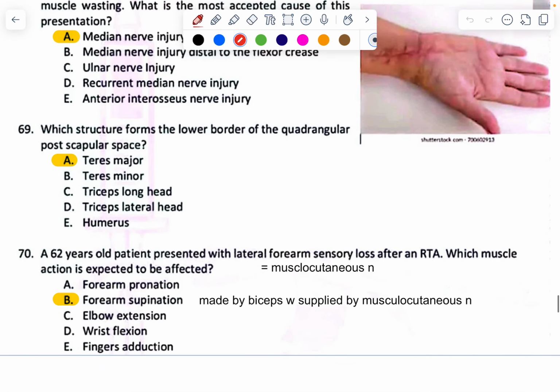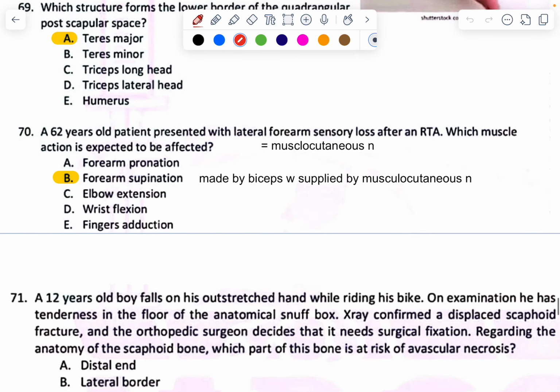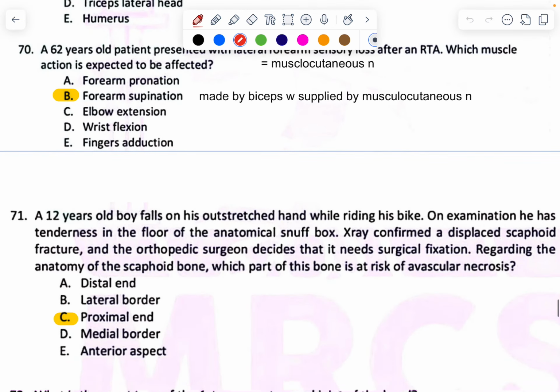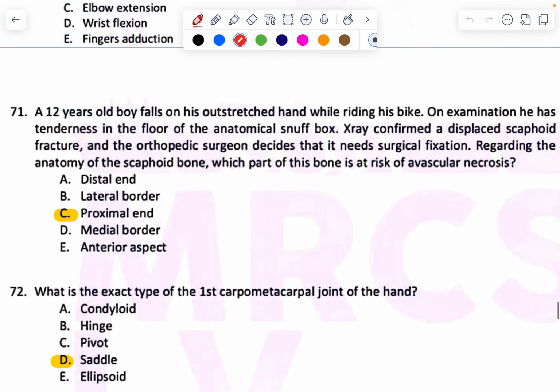A 72-hour history of suffering, on examination he has tenderness over the anatomical snuffbox, scaphoid fracture. Regarding anatomy, he gets avascular necrosis of the proximal pole. What is the exact type of the first carpometacarpal joint? It is saddle.